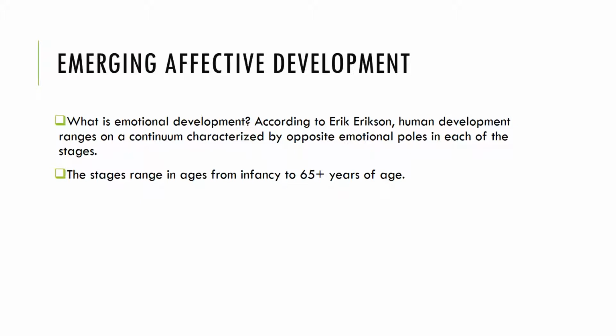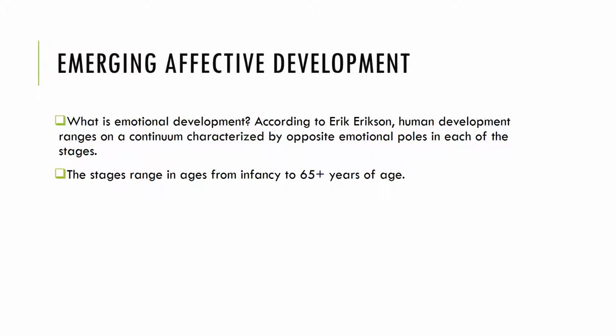Emotional development is something that Erik Erikson taught us about. According to Erikson, human development ranges on a continuum characterized by opposite emotional poles in each of the stages. The stages range in ages from infancy to 65 plus years of age. The first stage, infancy to 18 months, is trust versus mistrust. The task says, establish a trusting relationship with the primary caregiver to develop trust in self, others, and the world as a place where needs are met.